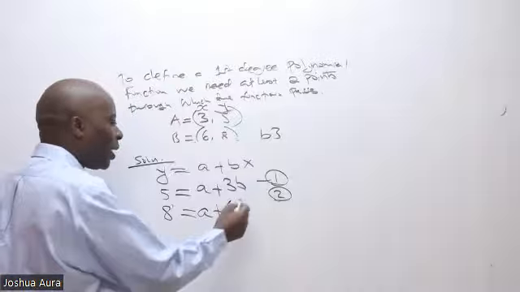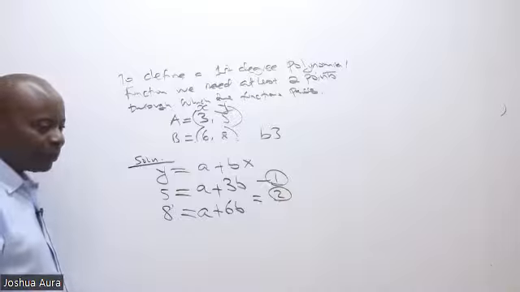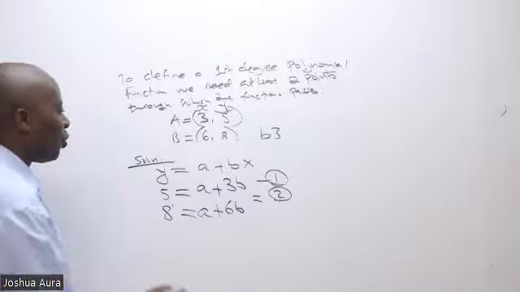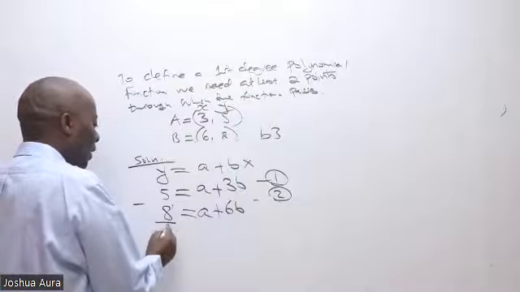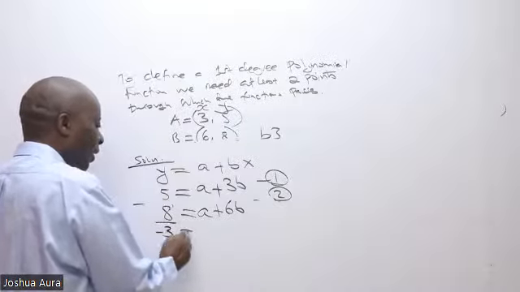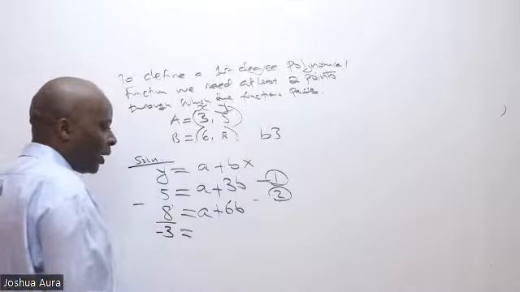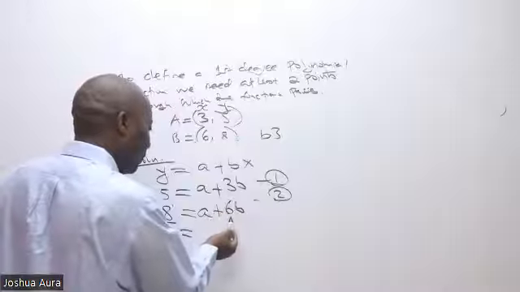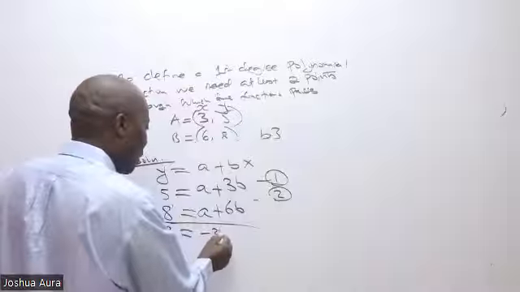So then could you kindly go ahead and subtract for us? We want to eliminate a. So to eliminate a, go ahead and subtract. So 5 minus 8 gives me minus 3 equals a, and a disappears. That was our objective, to kill a. And then we have here 3 minus 6, which gives me minus 3b.